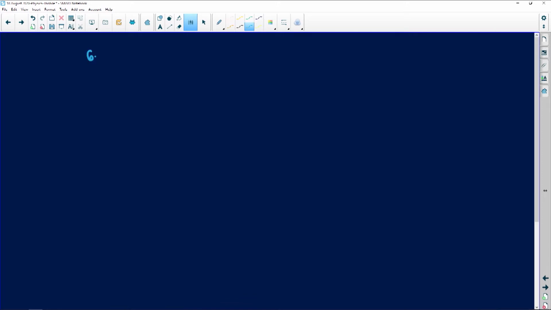So for 6.2, I have the equation COBr2, and that is a gas. It's a reversible reaction.